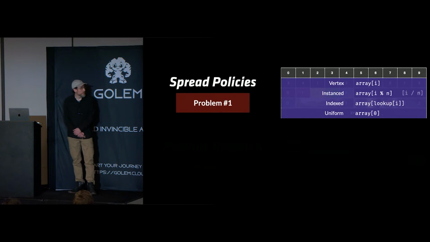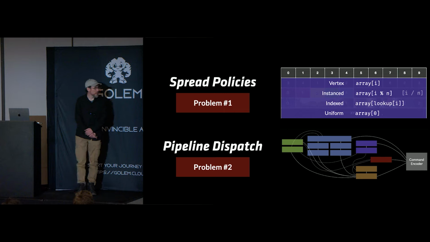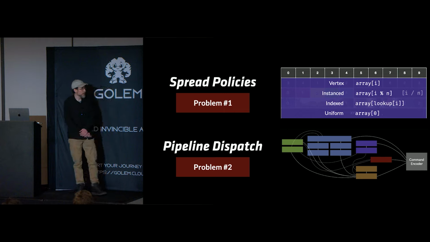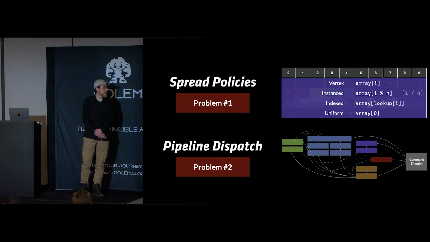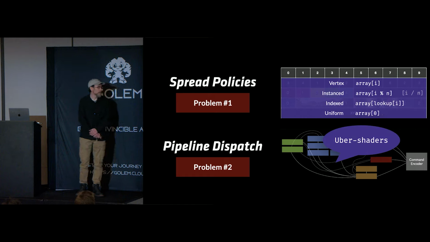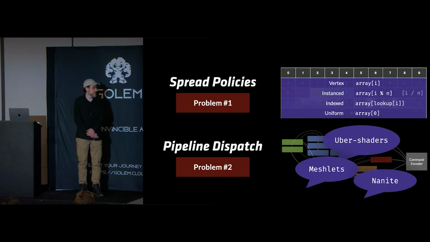So these are the 2 major problems that I think we currently have in GPU land, at least when it comes to rendering. And there are things happening in the scene. There's Uber shaders, there's meshlets, there's nanite. But I say, how do I please draw a line? If you can't do that, what is all this other stuff good for, right?